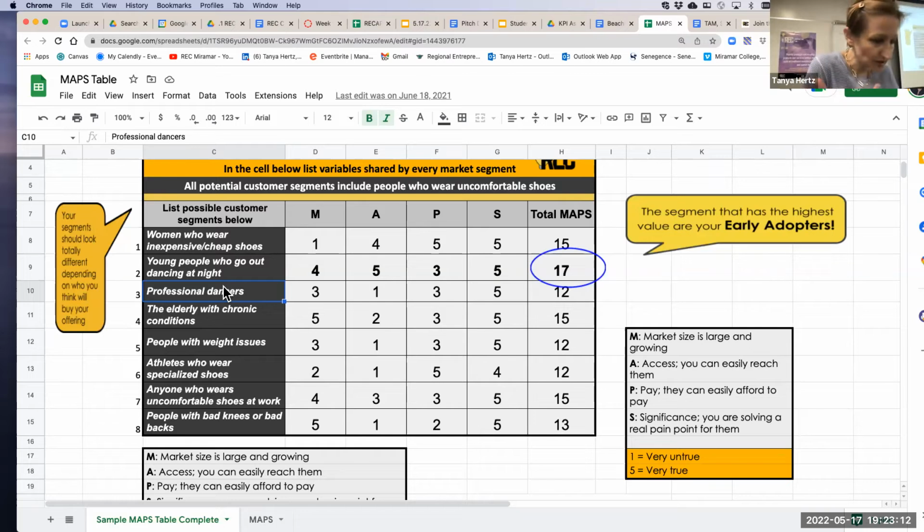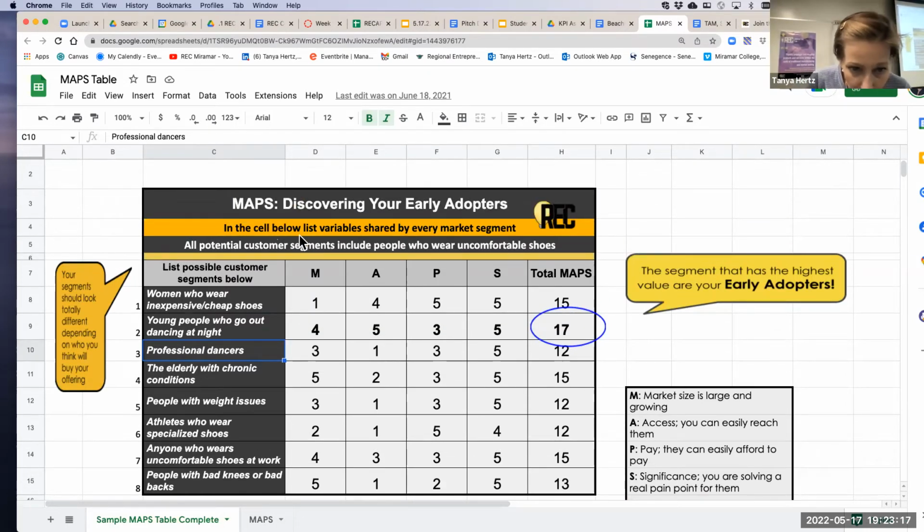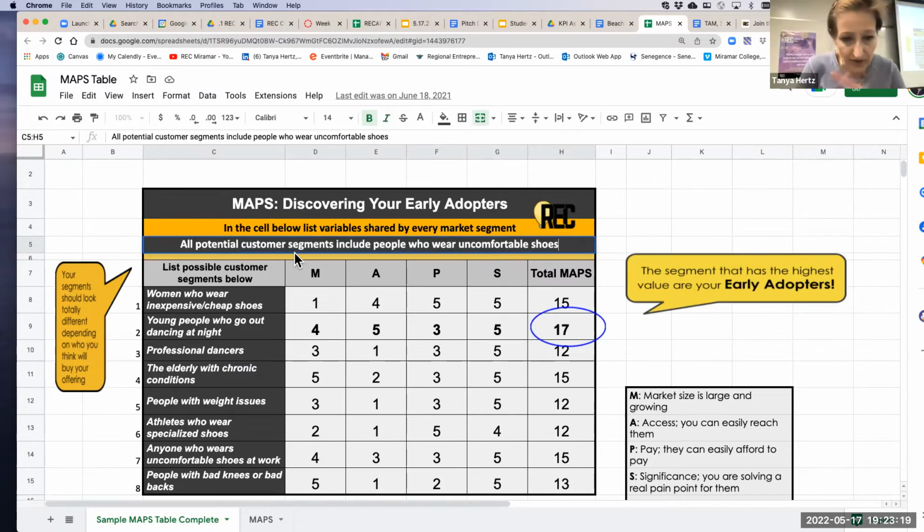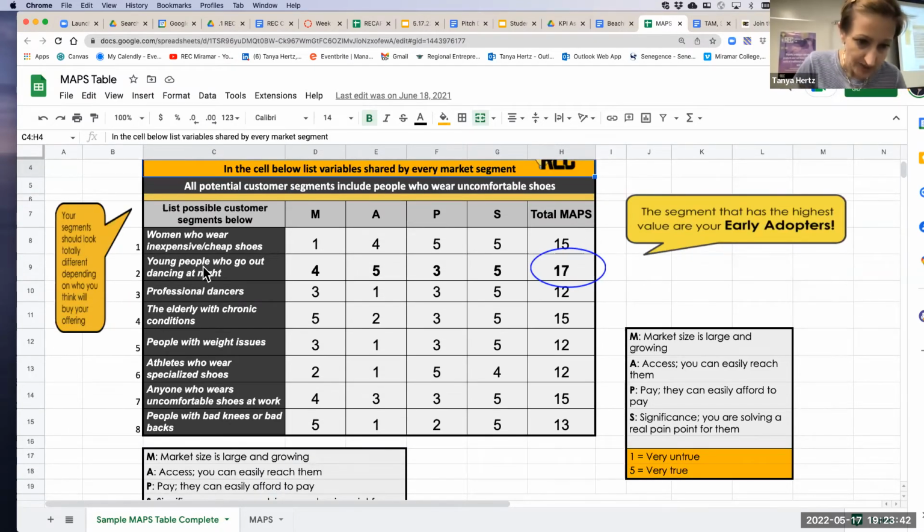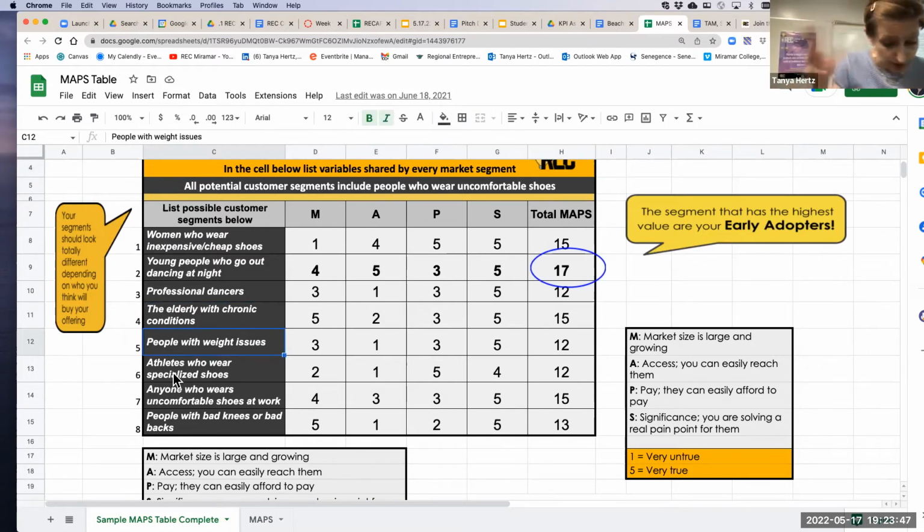Or maybe, no, what about professional dancers? They get sore feet and they will have to change their shoes quite a bit. Now, at the top of the market, you're going to want to put all of the variables that all of the markets share. So no matter what, all of my potential segments are going to be people who have some sort of shoe discomfort. So they have uncomfortable shoes, because if they don't, then they won't need my product. And so I can just put any of the shared variables at the top, and then on the left-hand side over here, you can see these are just basically descriptions of what different users might look like.